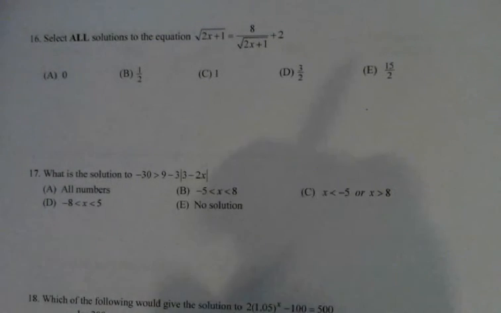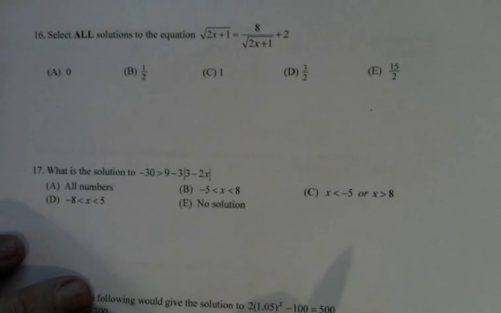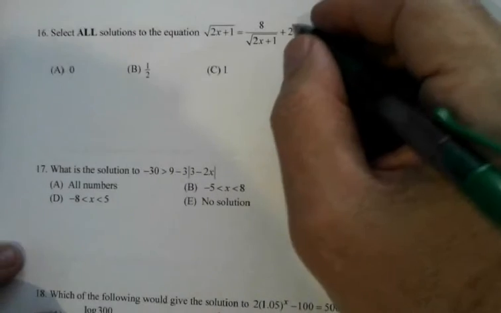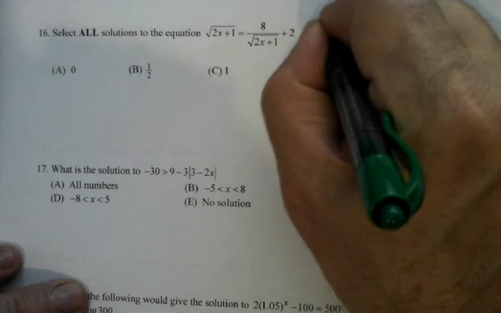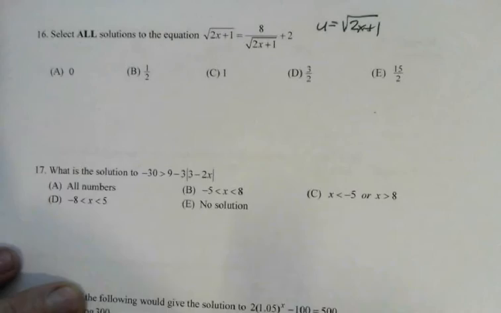Okay, this is the last video, and this will go through 16 through 25, so this will probably be a little bit longer video. Okay, this is doing substitution, so ugly substitution, so I'm going to look at it that way. I'm going to let u equal the square root of 2x plus 1, because that's what looks the same right here as kind of the ugly stuff.